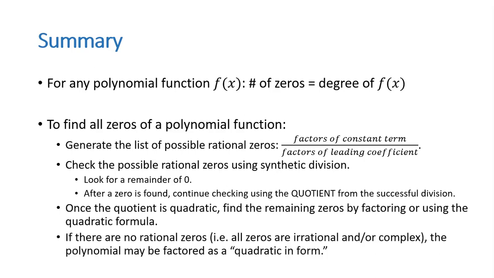Worst case, there may be no rational zeros. In other words, we check everything in our possible rational zeros list and none of them work. This means that all our zeros are going to be either irrational or maybe complex or some combination of the two. In this case, check for something like a polynomial that might be able to be factored as a quadratic in form, like the last example we did where we had to make a substitution.